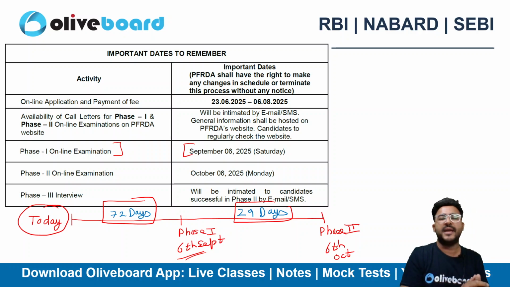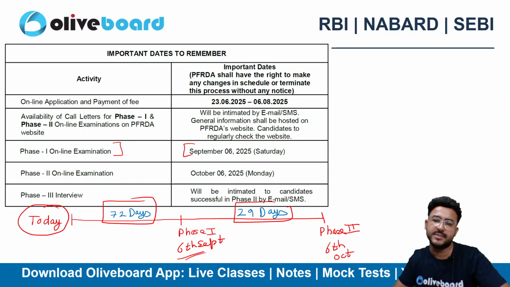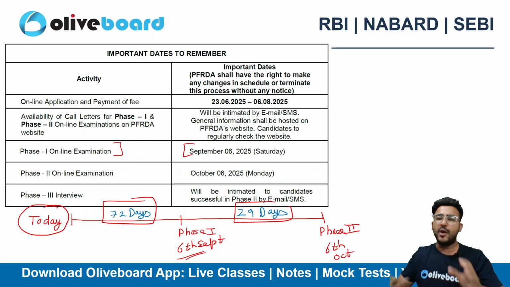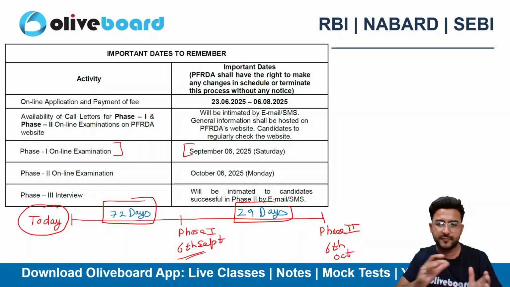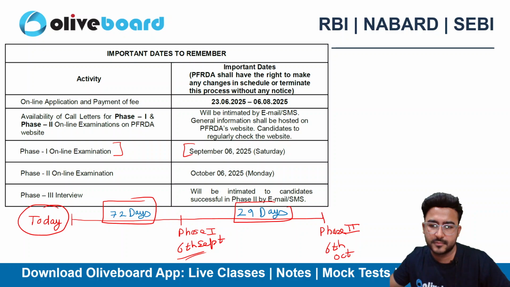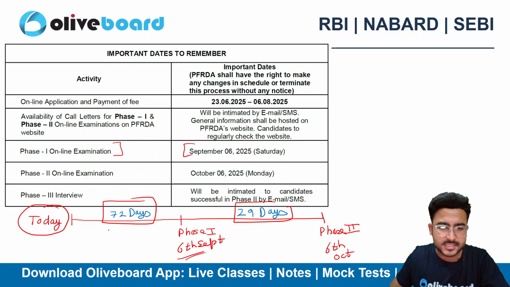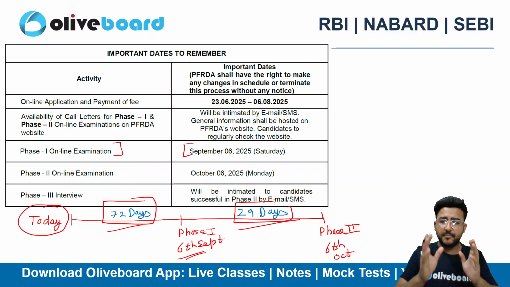Plus at the same time we need to ensure that we are at least clearing the phase 1 cutoff in order to be eligible for your phase 2 examination. So here we are having 72 days. How to manage your study in these 72 days, I'll definitely be talking about that in the preparation strategy, which is there at the end of the video, right? And how to manage these 29 days, how to get the most benefit from these days, right? So definitely we'll be having a good amount of discussion on that. So do remember this timeline. Why? Because the timeline is very, very important.